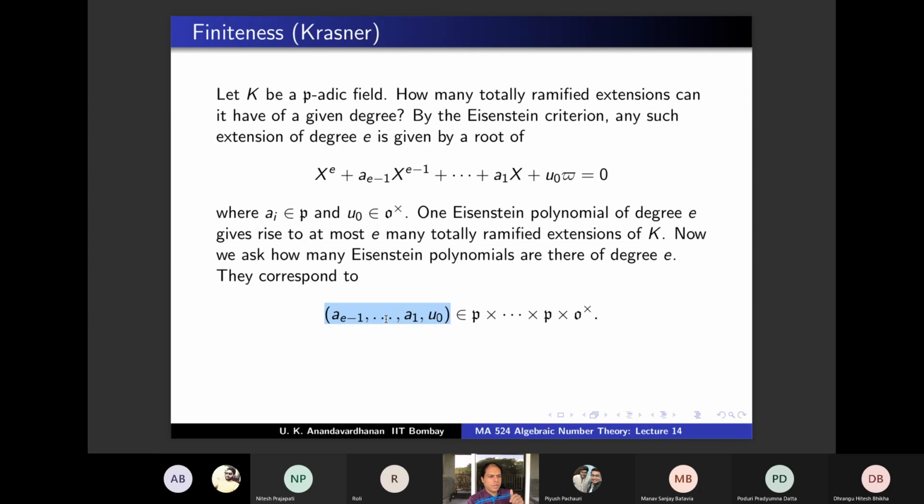Clear? So if you give me one Eisenstein polynomial, if you take the coefficient tuple, and if I take something from a small open neighborhood, some other tuple, and if I form the corresponding Eisenstein polynomial, I am not going to get new totally ramified extensions. So basically what we are saying is that totally ramified extensions of degree e are bounded by this divided by an open neighborhood of this.